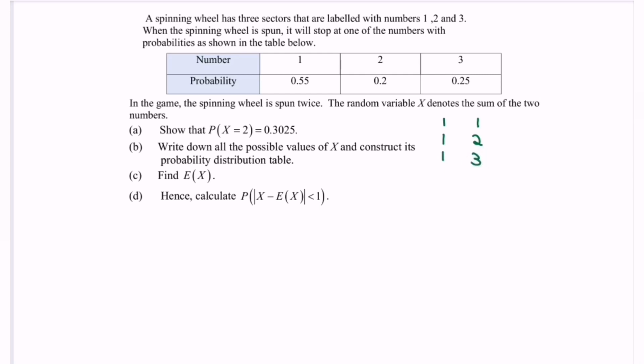For the first spin is 1. Next, for the first spin is 2, let's say we have 2 and 1, 2 and 2, and 2 and 3. If the first spin is number 3, then the second spin gives 3 and 1, 3 and 2, and 3 and 3. So that is the possibility.